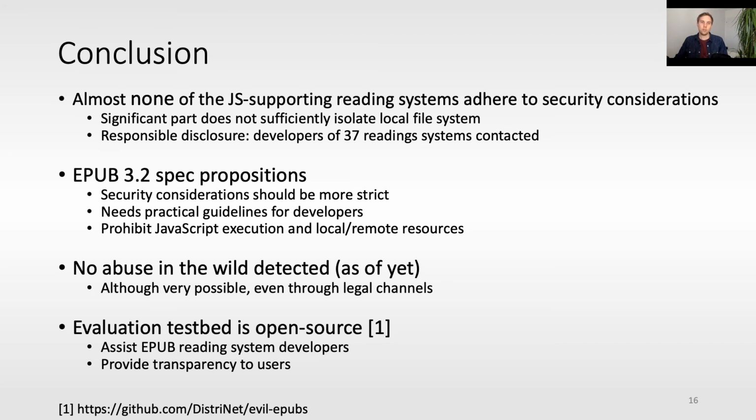Moreover, the specification allows for several questionable capabilities, such as JavaScript execution and local and remote file access. Based on our real-world analysis, we argue that prohibiting these capabilities would have a minimal usability impact, since adoption is rare and all Epubs analyzed in our real-world study would remain functional. Fortunately, we did not find any indication of abuse in the wild as of yet. However, we demonstrated that this is very much possible even through legal channels.